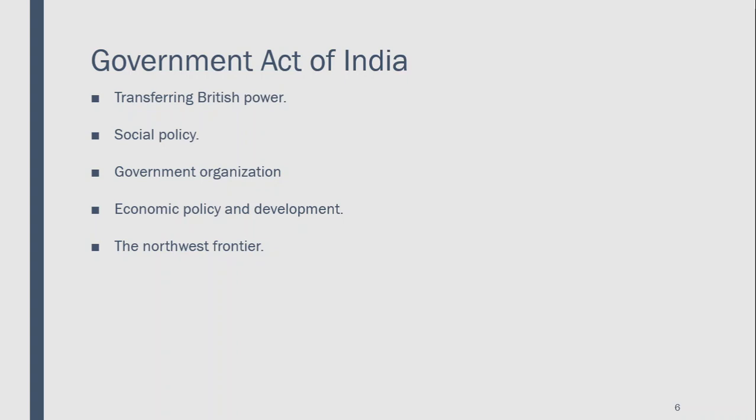Government organization. From 1858 to 1909, the government of India was increasingly centralized, a parental despotism, and the world's largest imperial bureaucracy.